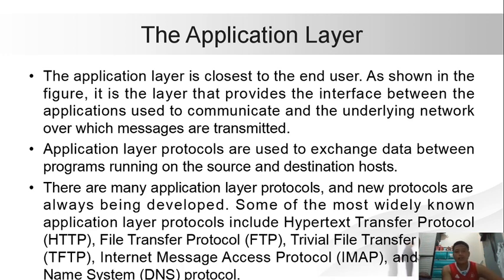The application layer. The application layer is closest to the end user. As shown in the figure, it is the layer that provides the interface between the applications used to communicate and the underlying network over which messages are transmitted. Application layer protocols are used to exchange data between programs running on the source and destination hosts. There are many application layer protocols, and new protocols are always being developed. Some of the most widely known application layer protocols include Hypertext Transfer Protocol (HTTP), File Transfer Protocol (FTP), Trivial File Transfer Protocol (TFTP), Internet Message Access Protocol (IMAP), and Domain Name System (DNS).